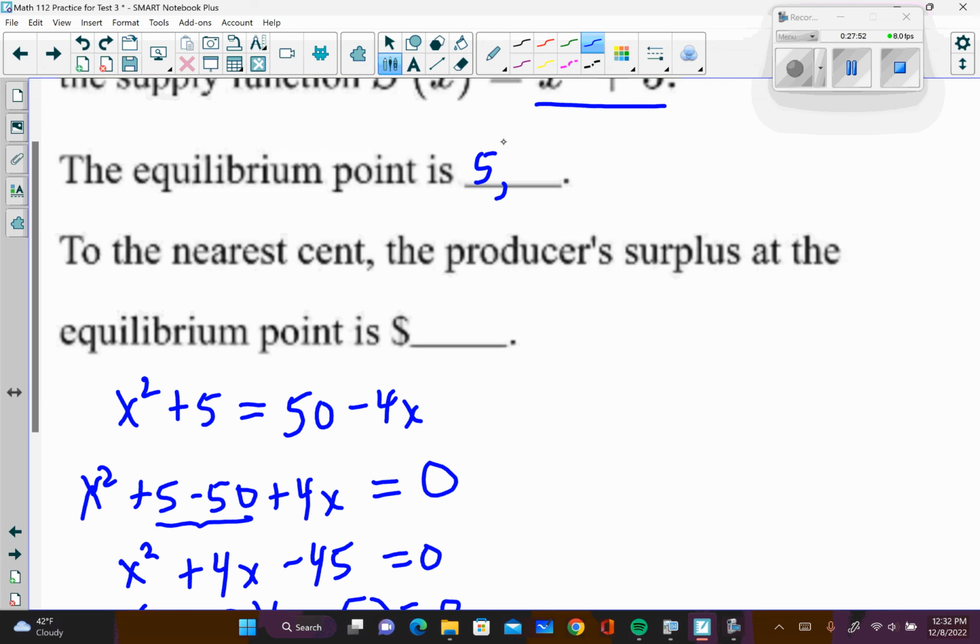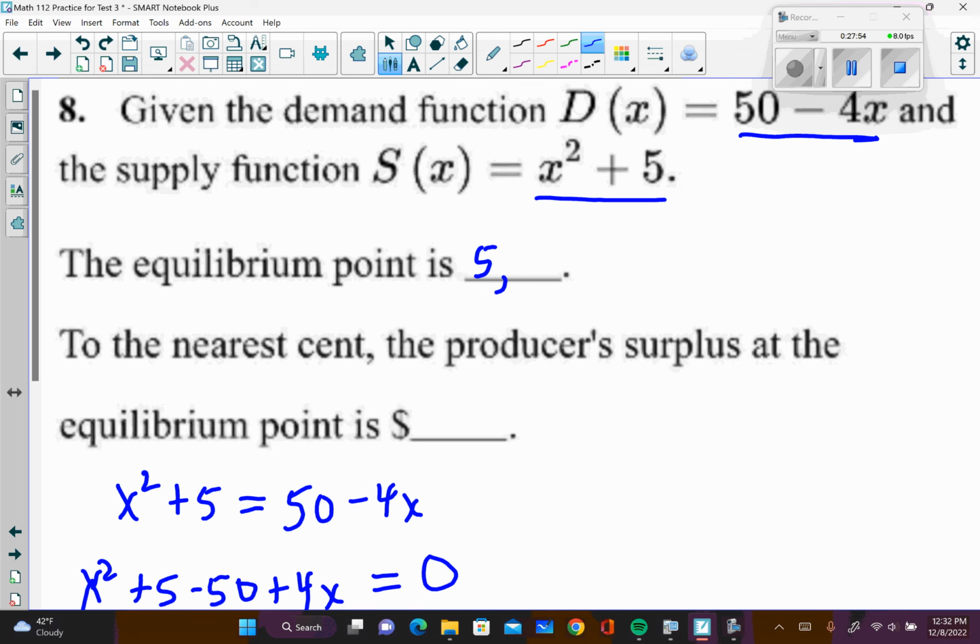To get the other coordinate, we plug 5 into either one of these. For example, 5 squared is 25, and 25 plus 5 is 30. Or you could have plugged 5 in here. 4 times 5 is 20, and 50 minus 20 is also 30.